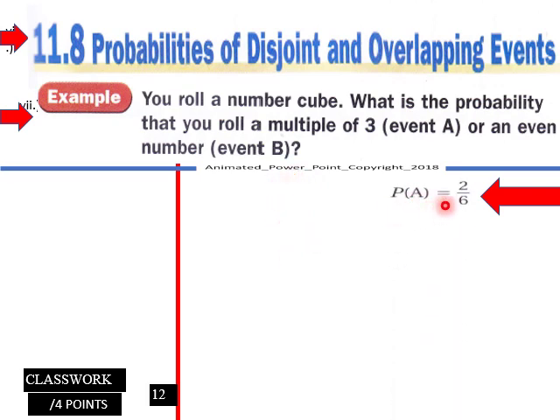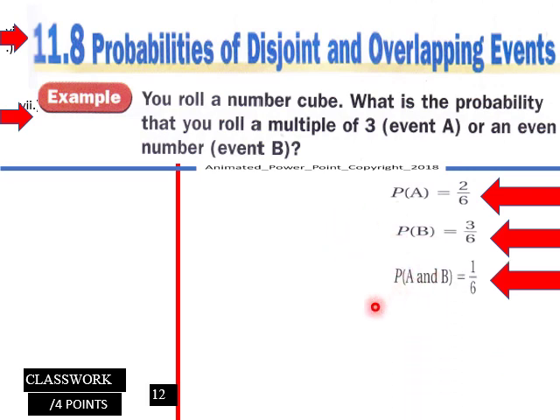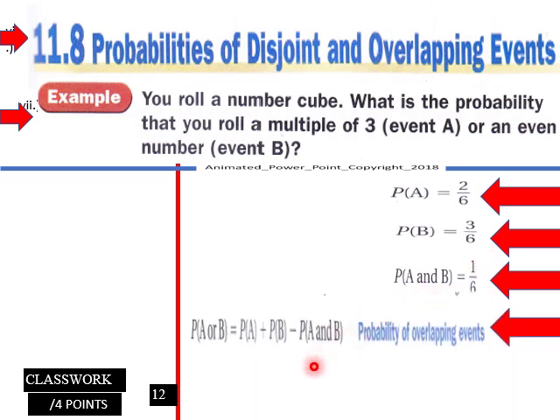So probability of A would be 2 over 6. A number cube has 6 possibilities. Event A here would be a multiple of 3. There are 2 multiples of 3 out of 6. And then probability of B will be 3 out of 6. An even number, there will be 3 even numbers on a die, so 3 out of 6. So we have probability of A and B equals 1 over 6.